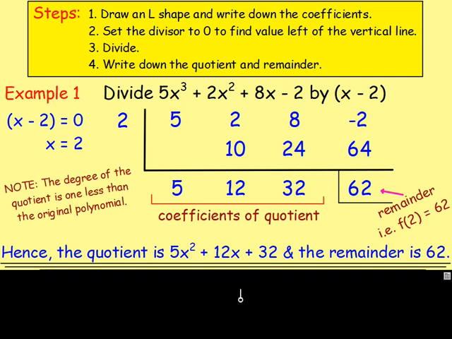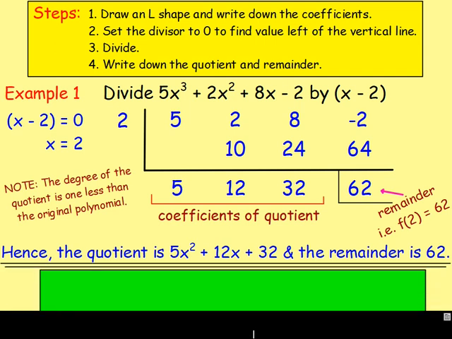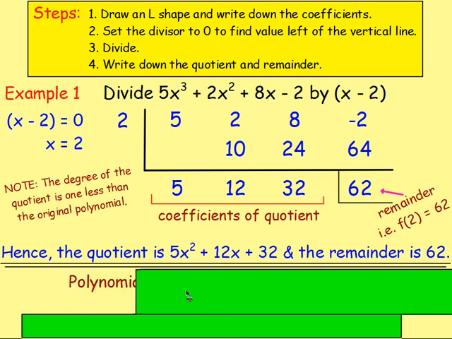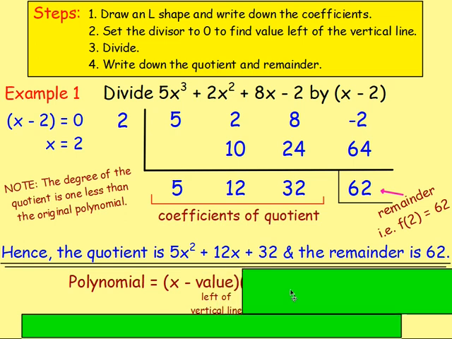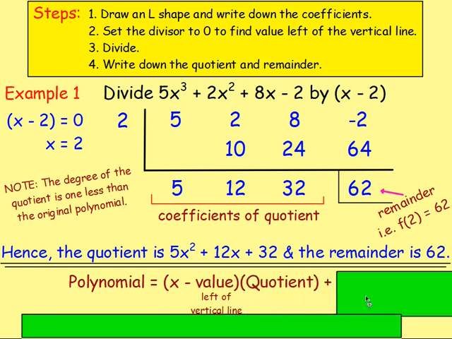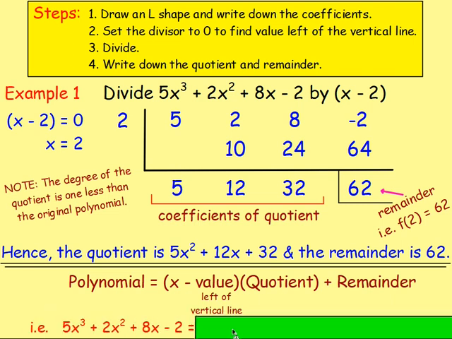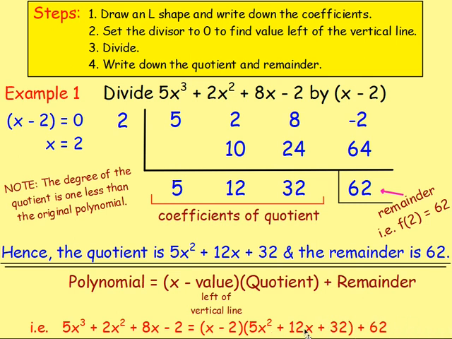If you were asked to take it a stage further, then you could always say that the original polynomial, remember, is equal to x minus that number to the left of the vertical line, times the quotient plus the remainder. So in this case, you would say that the 5x cubed and so on is equal to, well, to the left of the vertical line, you've got a 2, so it's x minus 2 times the quotient, which we just worked out, and then plus that remainder of 62. That's if you were asked for it. We're not in this case, but just in case anybody is interested.